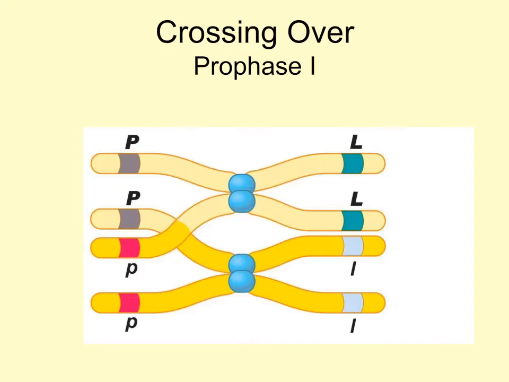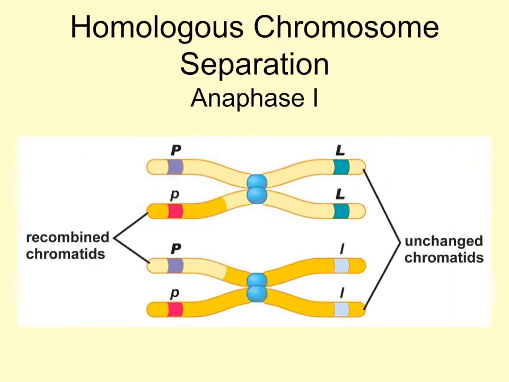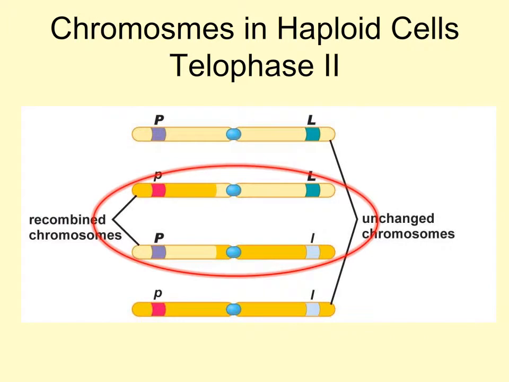Remember crossing over? Well, that can unlink genes. During crossing over, bits of maternal and paternal chromatids exchange places, and we get recombined chromatids. So the chromosomes that end up in each cell at the end of meiosis are different. 2 cells contain the recombined chromosomes that have some maternal genes and some paternal genes. This further increases the combinations of alleles offspring can receive.